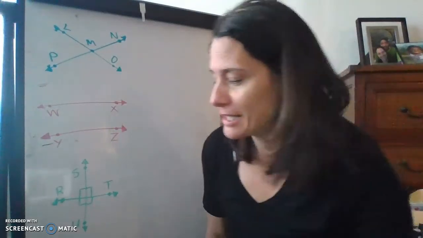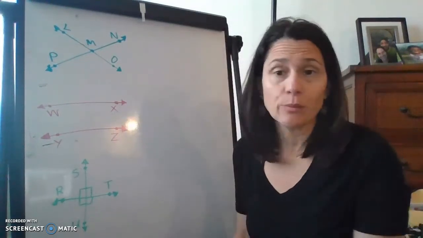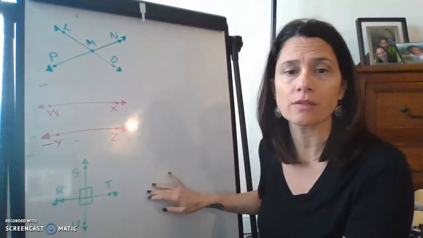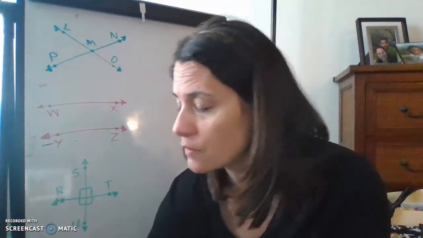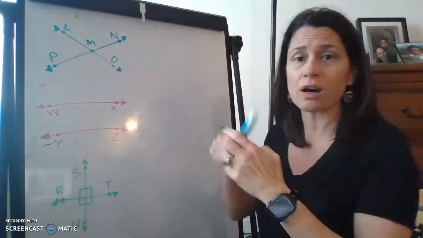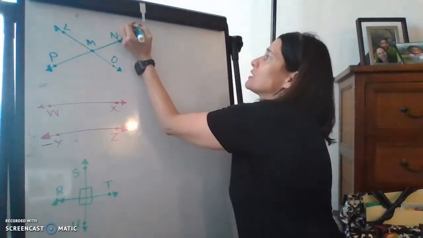Good morning, my friends. Okay, so this is our 10.3 review, and what we're talking about here are the different types of lines. So I've drawn some already. The first one, where they cross, this is called intersecting.